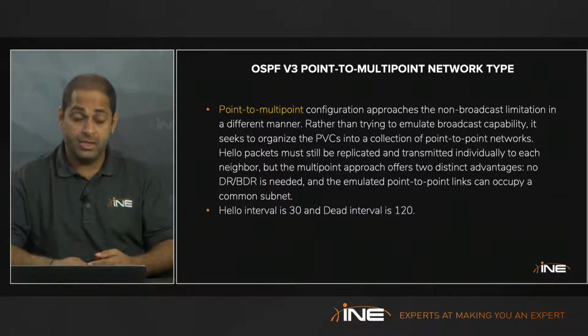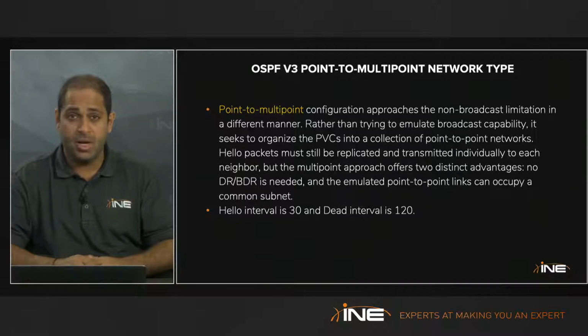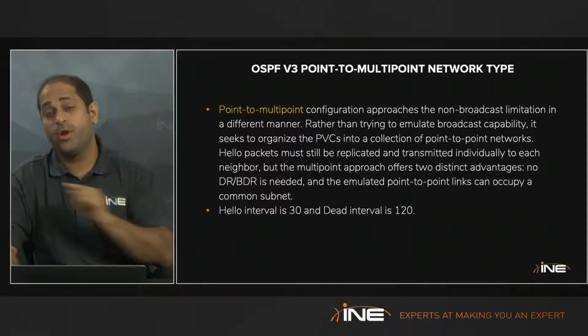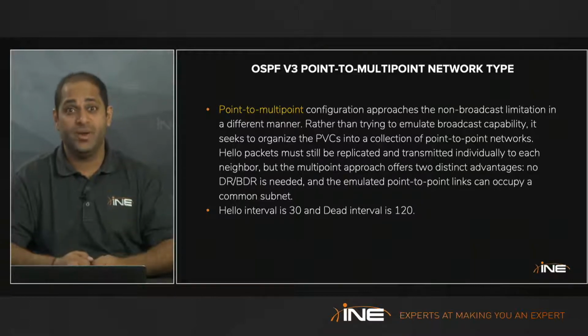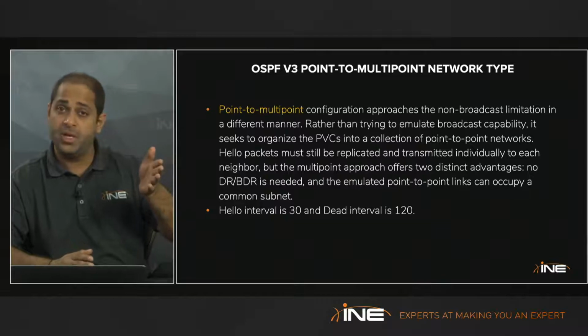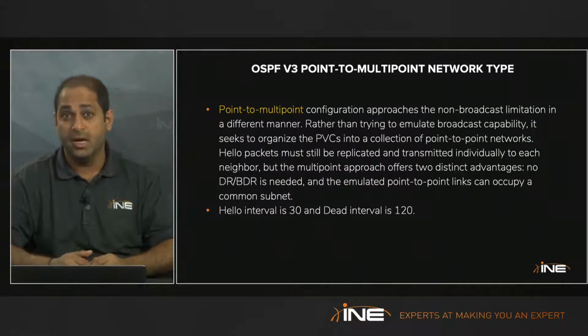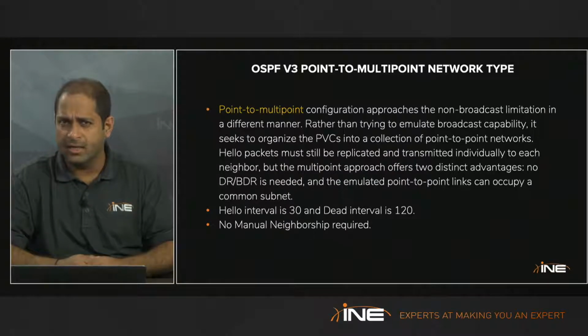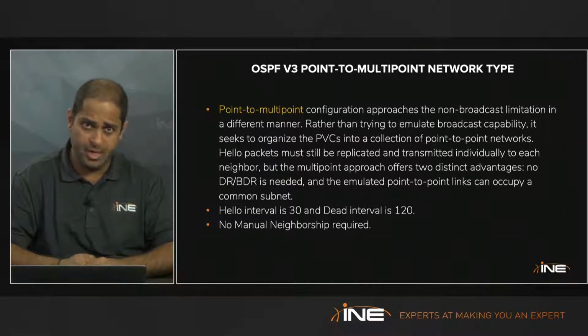Is there a DR election in point-to-multipoint? No. Do I require manual neighborship in point-to-multipoint? No. Neighborship is automatic because point-to-multipoint supports broadcast, which means it supports multicast. So my neighborship is going to be, source would be a unicast, destination would be a multicast on 224.0.0.5. And again, there is no DR being elected in point-to-multipoint.